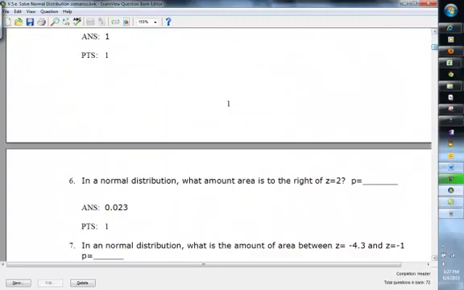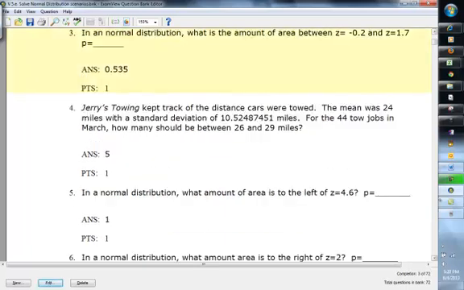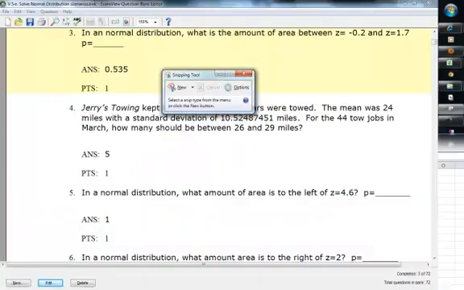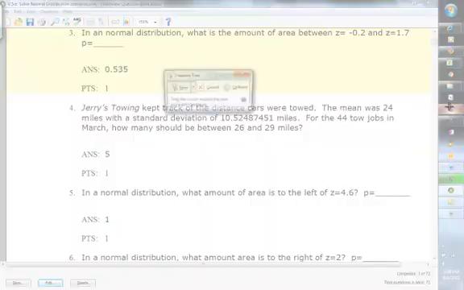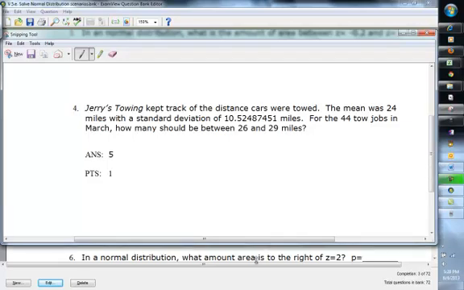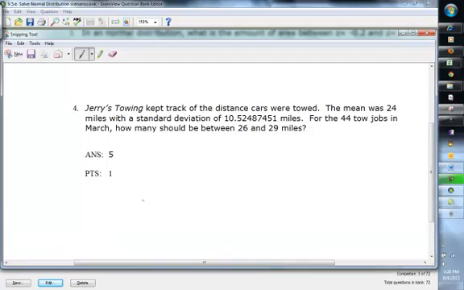Let's look at number 2. Same kind of thing, find the normal distribution. How about number 29 miles? So let's get our standard normal curve here. Okay, standard normal curve, mean is 24. Standard deviation is 10.5. More than that, so that'd be 34, and 10.5 less than 24 would be 13.5, somewhere around there.